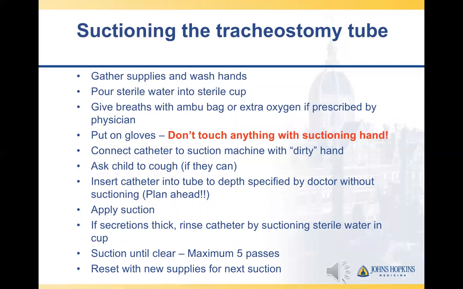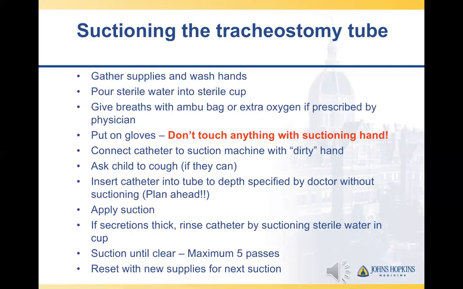When suctioning the tracheostomy tube, gather your supplies and wash your hands. Pour your sterile water into the sterile cup. You may want to give your patient breaths with an ambu bag or extra oxygen prior to suctioning if prescribed by a physician. Then put on your sterile gloves. From this point on, don't touch anything with your suctioning hand. Connect the catheter to the suction machine with your dirty hand.